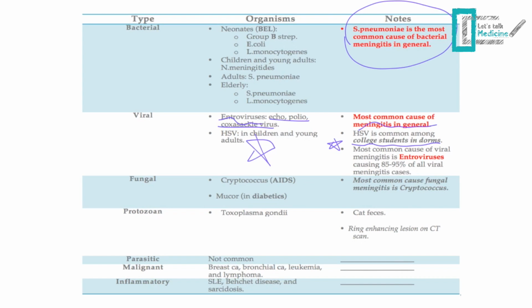Other causes of infectious meningitis can be fungal, protozoan, and parasitic. Those are common among immunocompromised patients like AIDS patients and diabetics, and some patients who are in contact with cat feces and are immunocompromised, such as pregnant women. So it's really important to take a history of immunity. Other causes are the malignant causes and the inflammatory causes as non-infectious meningitis. As we mentioned in the previous slides, we have SLE, breast cancer, and non-steroidal anti-inflammatory drugs, which can also cause some sort of meningitis.